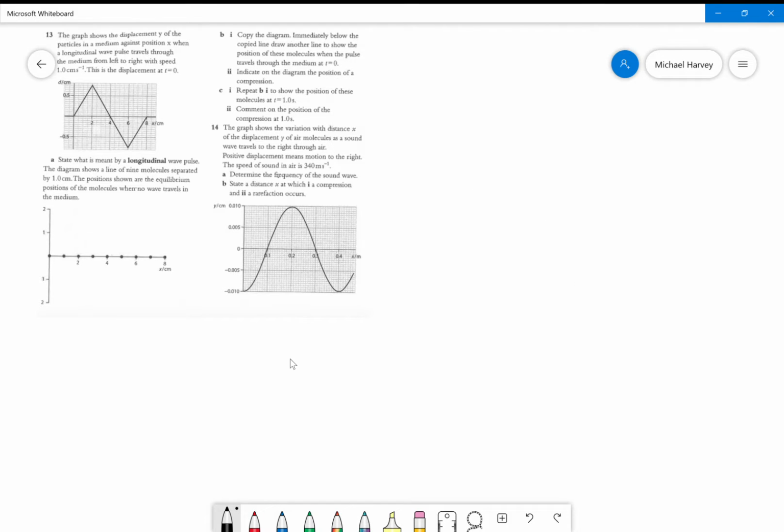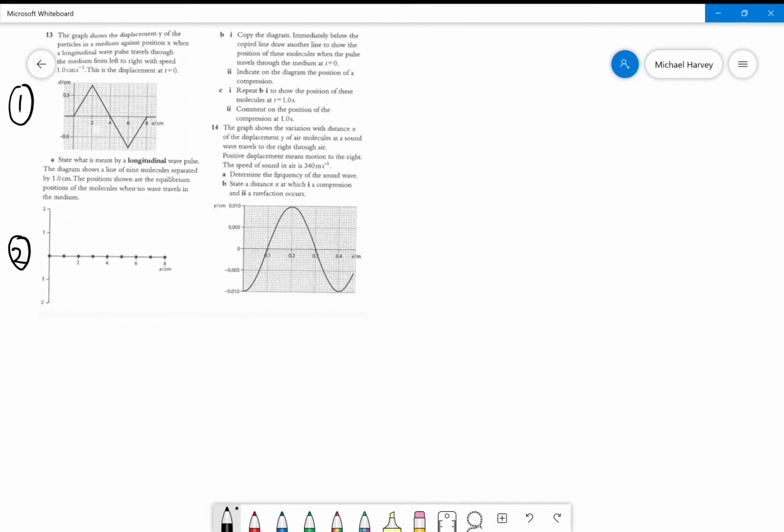Okay, so we're just going to look at the two questions you struggle with, especially 13B I, and 13C I and II, and also question 14. Looking at question number 13, this first graph is an example of a displacement graph displayed in the X and Y direction, whereas this here is a reflection of the compressions and rarefactions of particles along a line. So this is when t equals 0, there is no wave passing by.